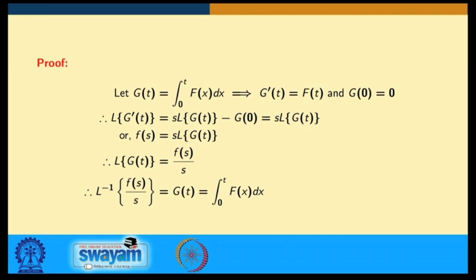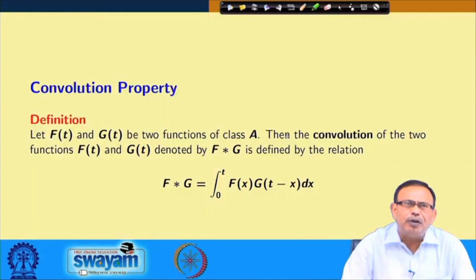So, here we only assumed g(t) equals integral 0 to t f(x) dx, and we can say g'(t) equals f(t) and g(0) equals 0. So, Laplace transform of g'(t) equals s times the Laplace transform of g(t). From here we write F(s) equals s times the Laplace transform of g(t), and we get the required solution.